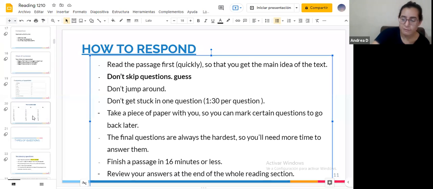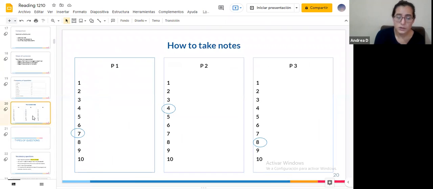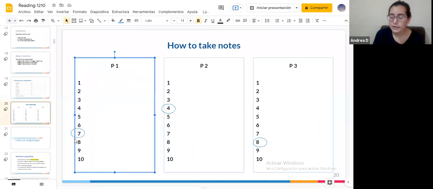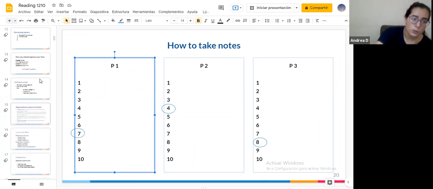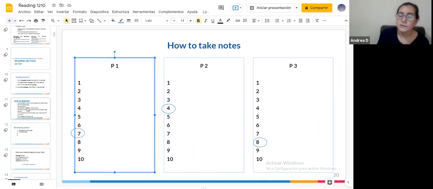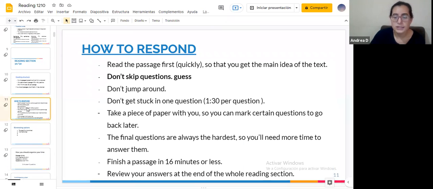And one thing you can do is take notes. Okay, so you can have a piece of paper with you. So the ones that you have guessed, let's say that you're in question 7 of the first passage and you have no idea what the answer is. So you're taking too much there. So you're just gonna circle that one. You're gonna say, okay, question 7, passage 1. And at the end of the whole reading section, if you have extra time, you can go back and try to find the answer. But if not, then you're just gonna leave it there, okay? Just take a guess and move on.